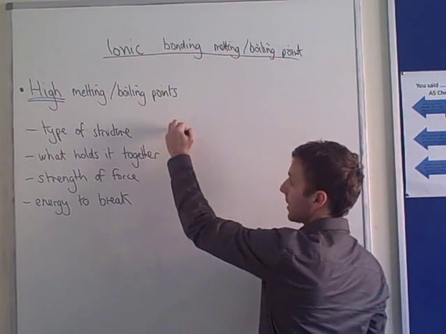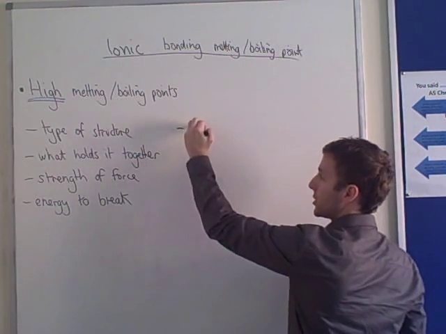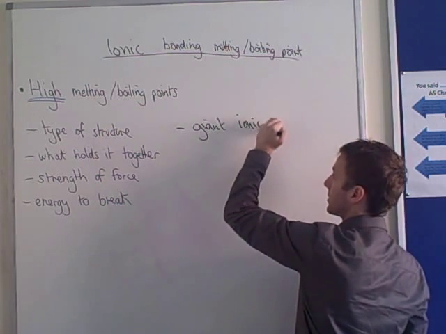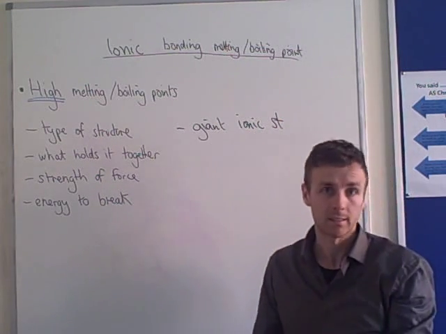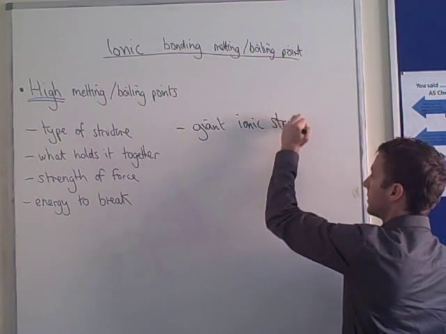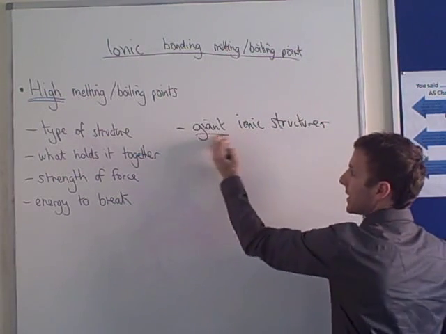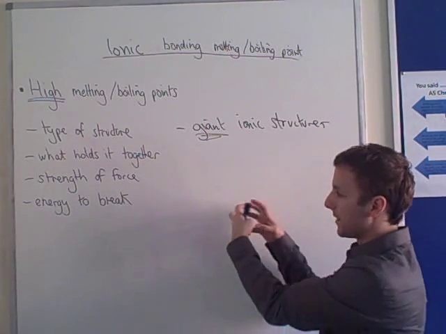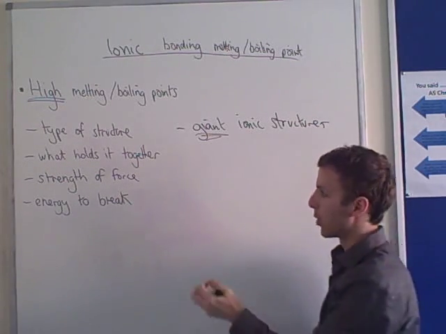So ionic bonding forms giant ionic structures, or you could say giant ionic lattices, that would be fine. And again, this word giant is really important because they're really big. They can keep on getting bigger and growing.